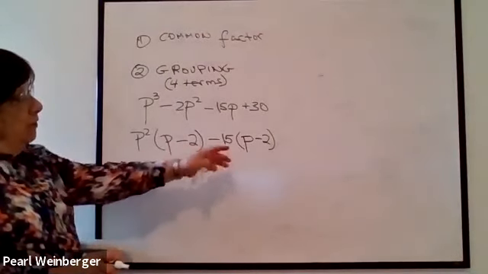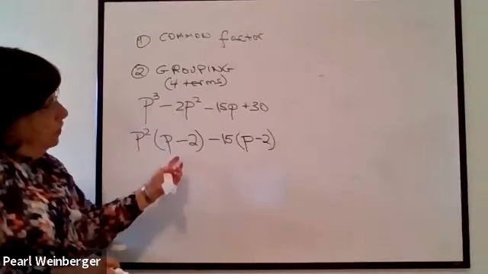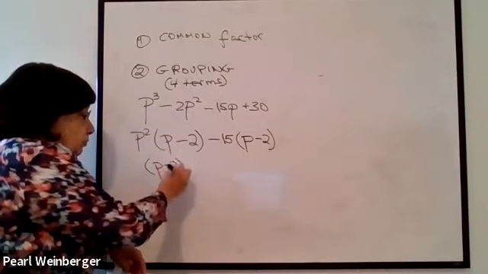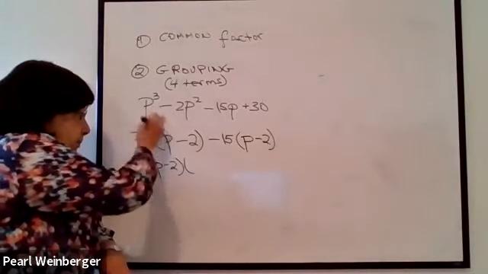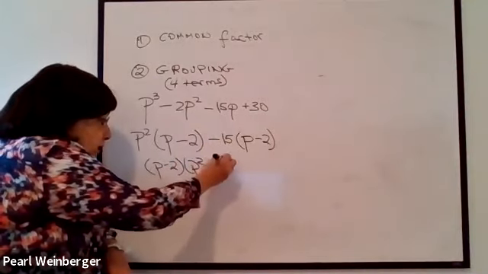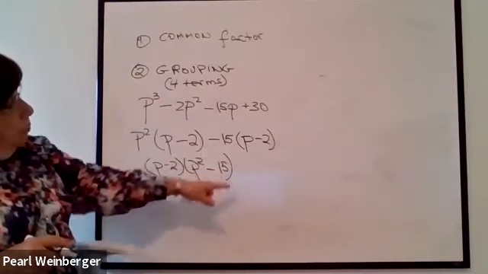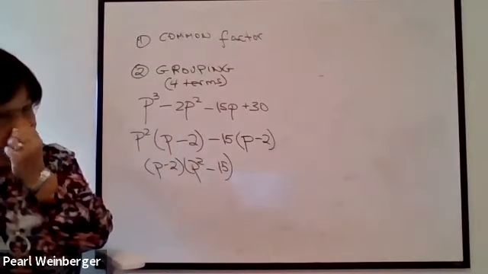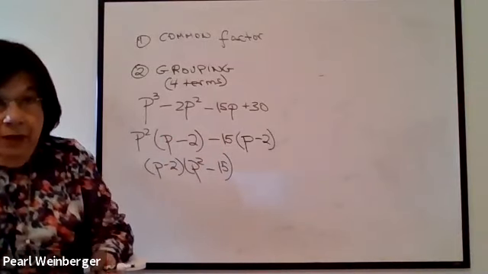So now, after I've grouped it, I see that I have a common binomial factor of p minus 2. So I put the p minus 2 in front, and then what goes in the second parentheses is the p squared from the first one and the minus 15 from the second one. And again, I've taken my 4-termed expression and broken it down into 2 binomials. This is what's called factoring by grouping.